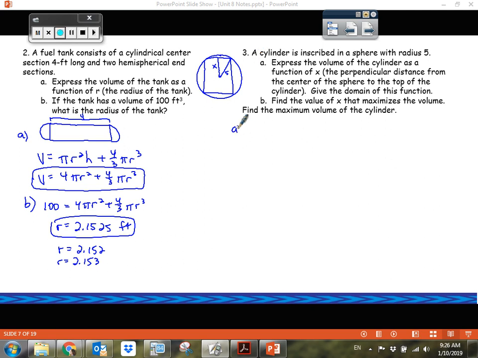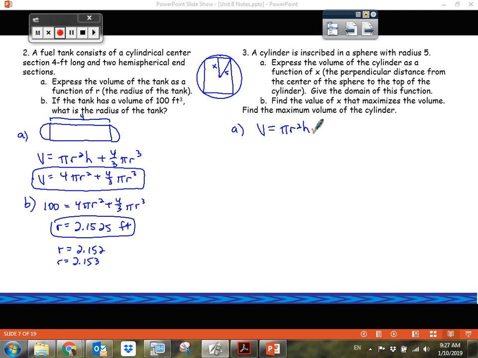So we need to write the volume of the cylinder as a function of x and give the domain. Okay, so let's just write the generic formula for volume of a cylinder. We just talked about it. V equals pi r squared h. Alright, so of course the r has to go and the h has to go. They have to be only x's there. It told us to express the volume as a function of x.